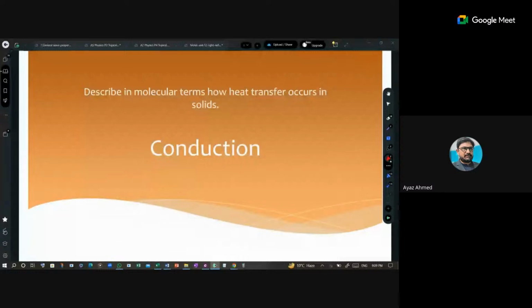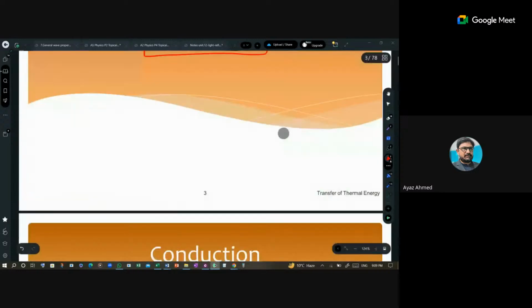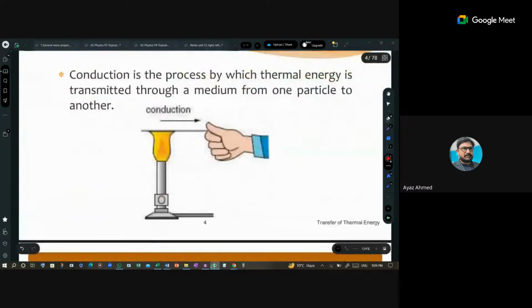Conduction basically describes in molecular terms how heat transfer occurs in solids. When we talk about conduction, it is the thermal energy process in which the atoms of the particles vibrate, and the electrons move from higher energy concentration to lower energy concentration, from the hot body to the cold body. So this is the simple mechanism of energy transfer in solids, right?